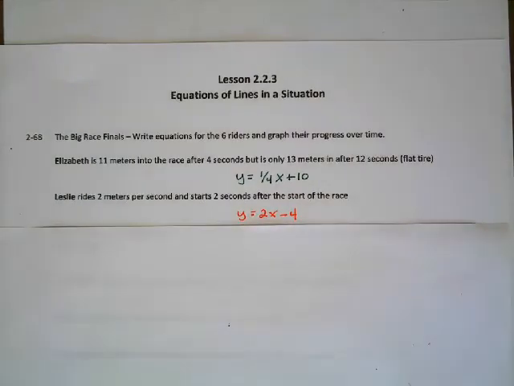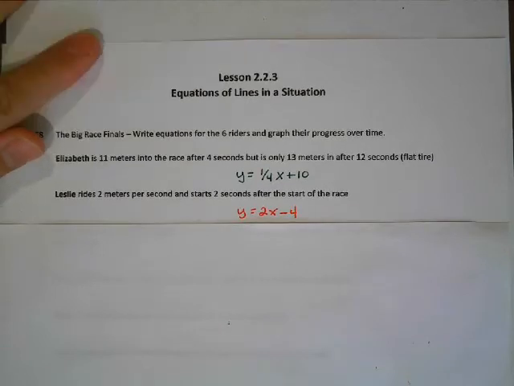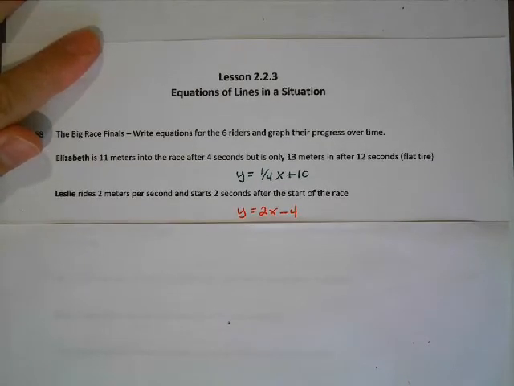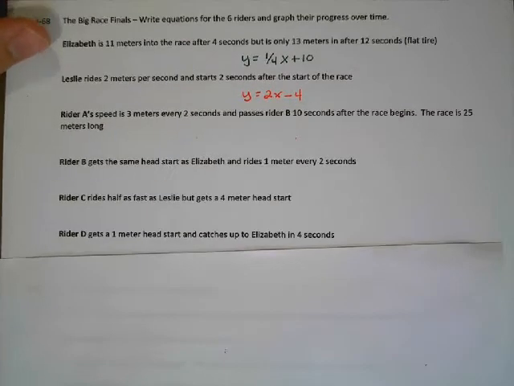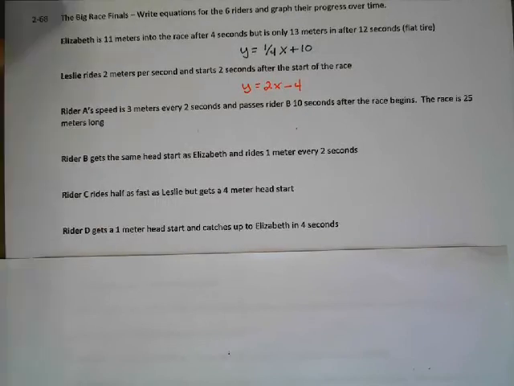All right, so we've got our first two racers. Now I'm going to give you the next four racers. And it's a little bit of a puzzle because they don't really give you enough information on each of them. You have to kind of look at other people to find them out. So we've got four new riders, rider A, rider B, rider C, and rider D.